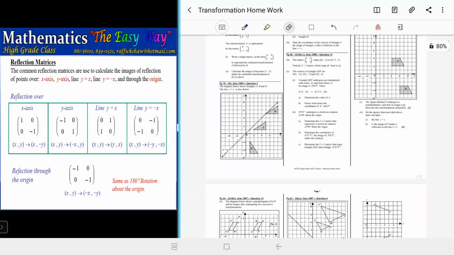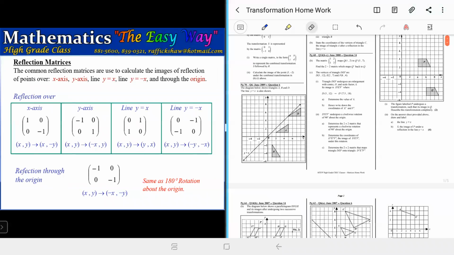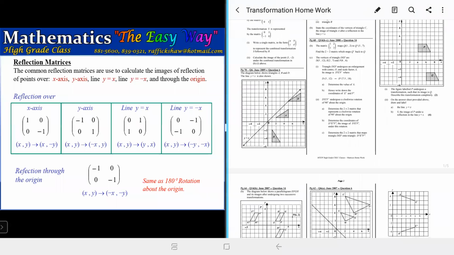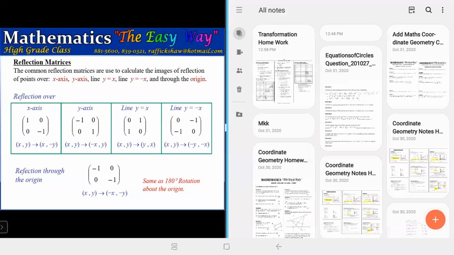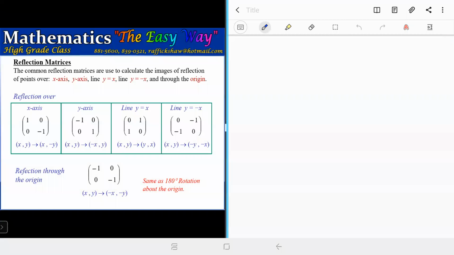All right. So I've shown you why you need to learn them. So let me show you now how I remember them. I'm just going to show you the reflection one time. I'm going to show you how I, Mr. Shaw, remember them, and you can adapt my method of remembering them. It works every time. My method is a method I call follow the negative sign. So I remember where the negative is in each of the matrices.